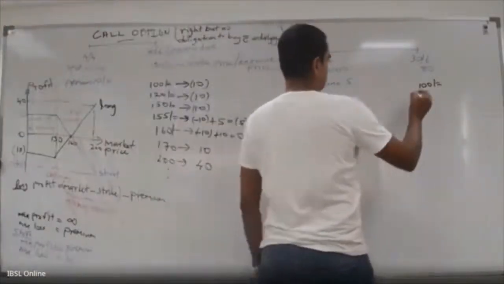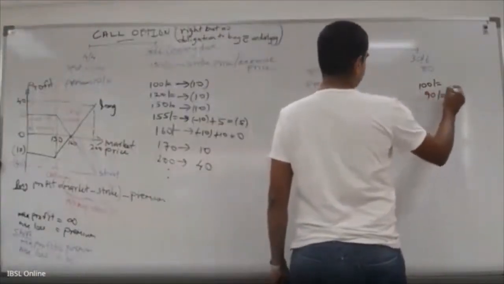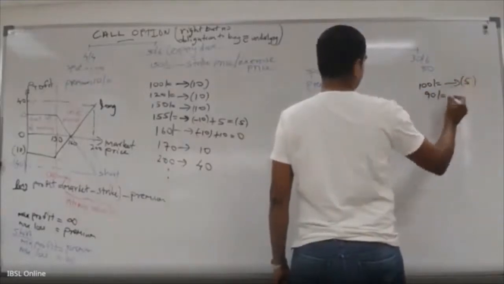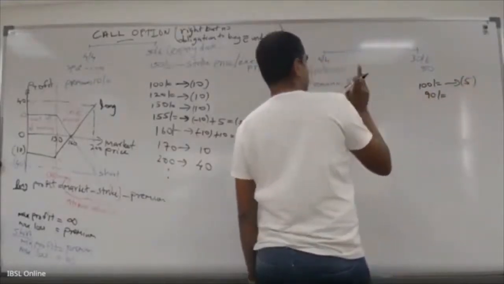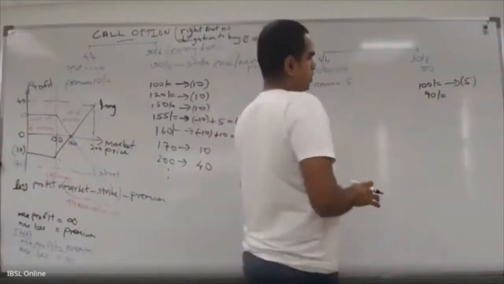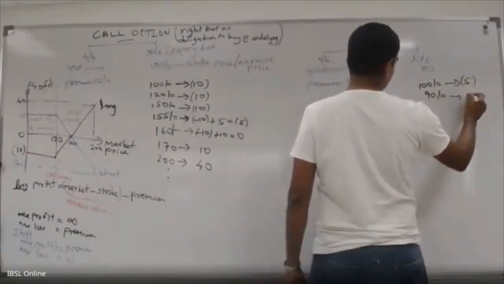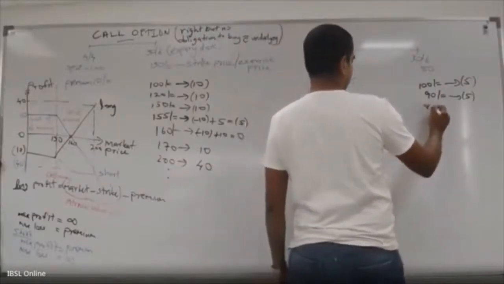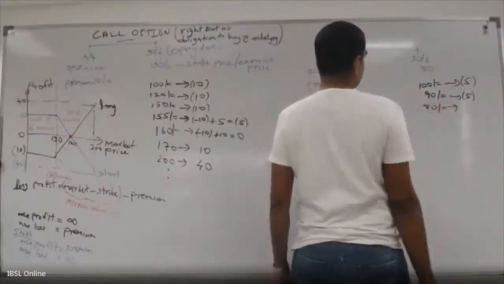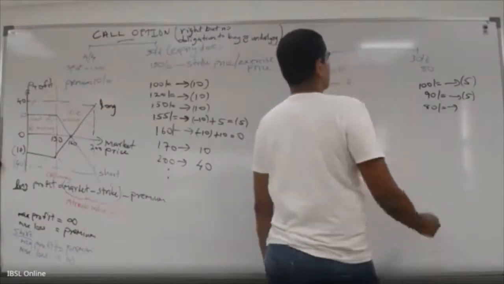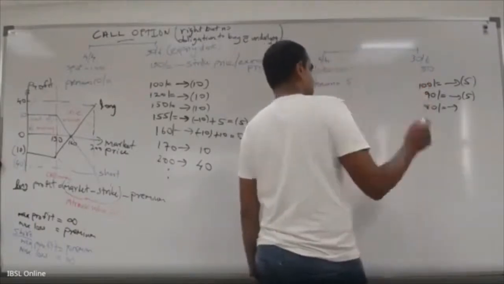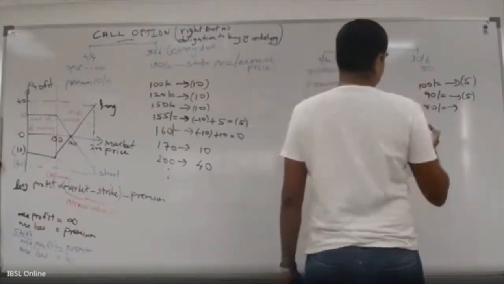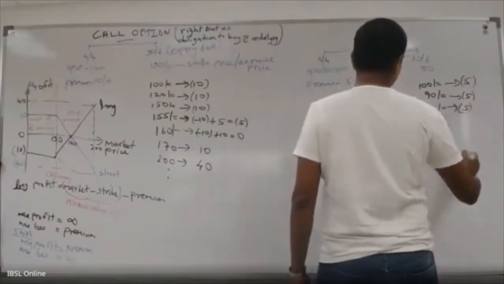Then at 90, you will lose the 5. At 90 also you will sell it in the market, you won't give it to me. Therefore, you will lose the premium. And at 80, you can either sell it to me at 80 or sell it in the market at 80, indifferent. Either way, you will lose 5.